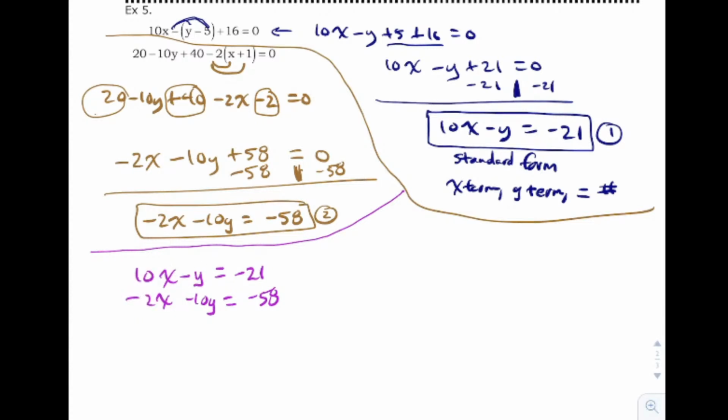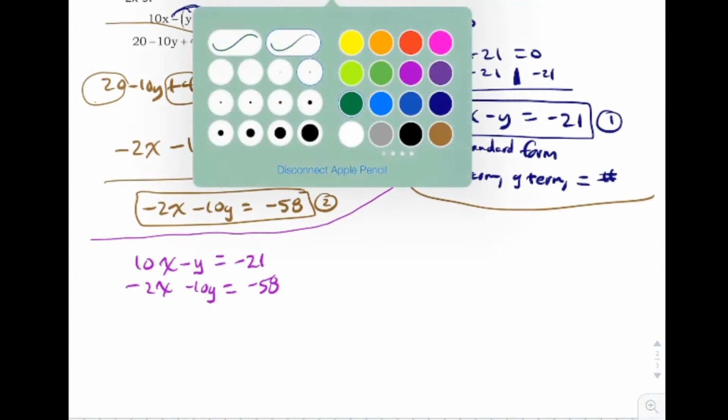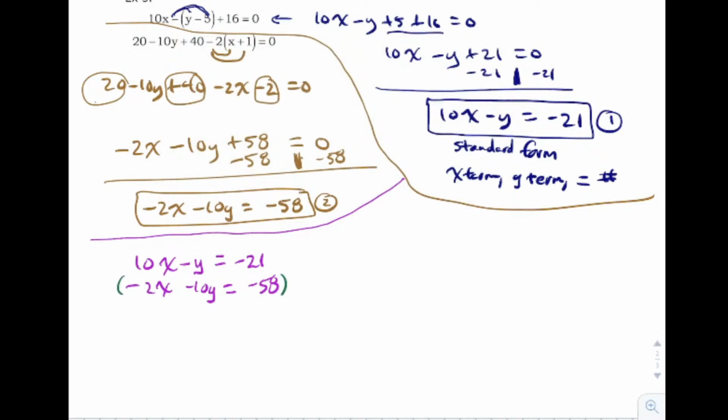I think I'll, again, make the x's go away. So I'm going to take, let me use a different color again, this bottom equation, and I'm going to multiply it by 5. And this equation I'm going to use as is. So what do we got then?